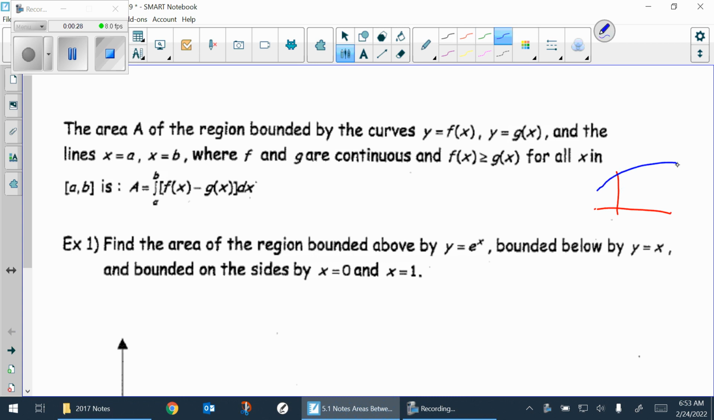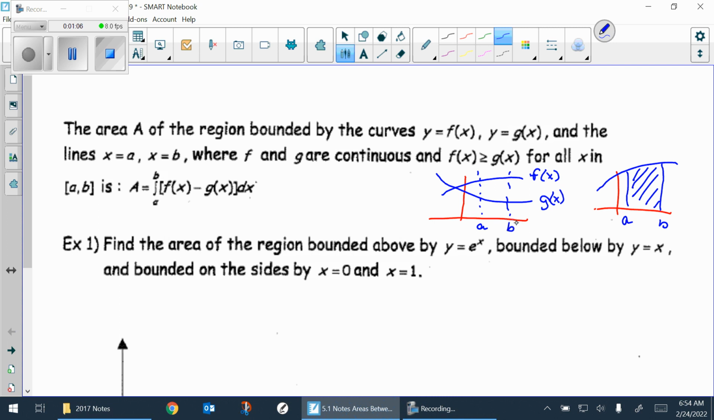So if we have a function that looks like this, when we found the integral from a to b, that was this area right here. But what if we've got two functions? What if we've got function f of x and function g of x? What is the area between them from a to b?